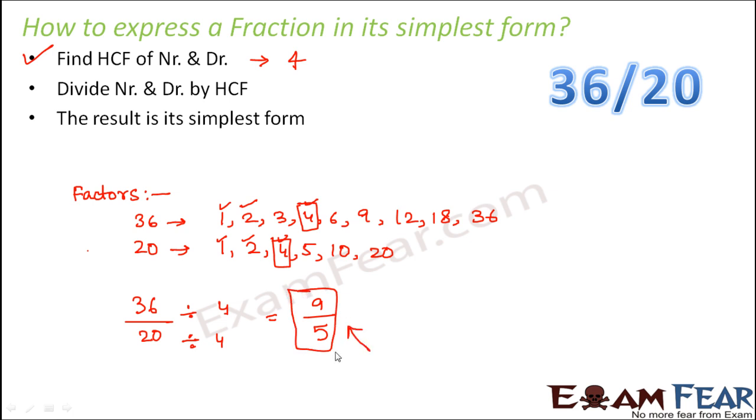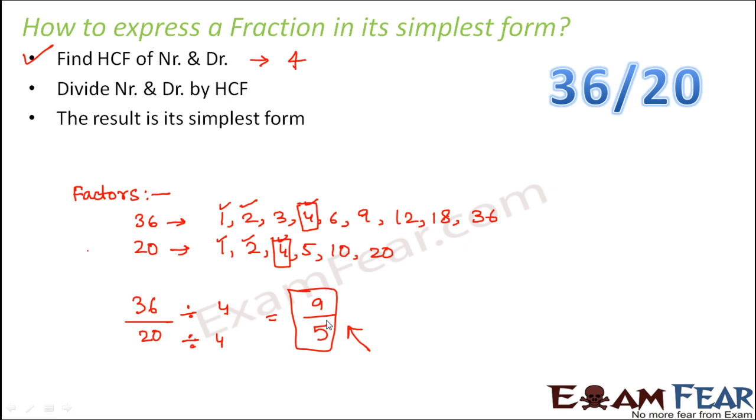So how do you know that 9 by 5 is a fraction in its simplest form? Because if you find out the factors of 9 and 5, you would see that they do not have any common factor other than 1. So in this way, we can express a fraction in its simplest form.